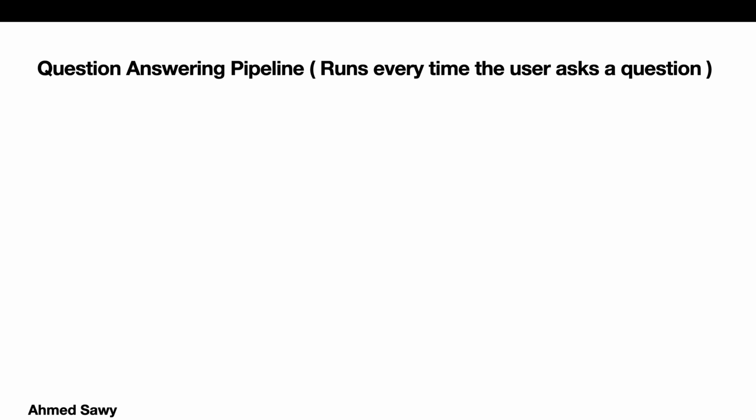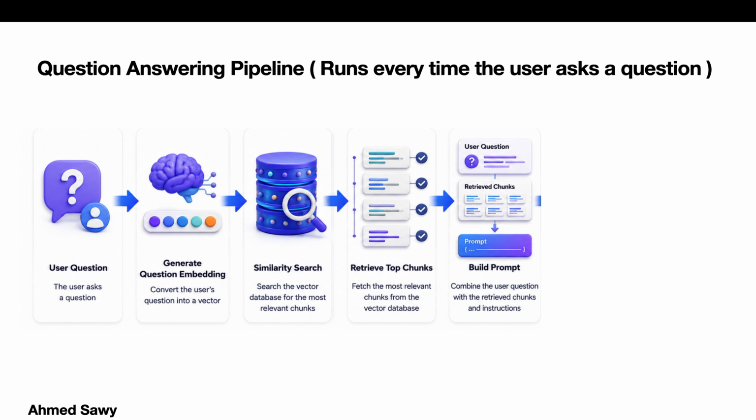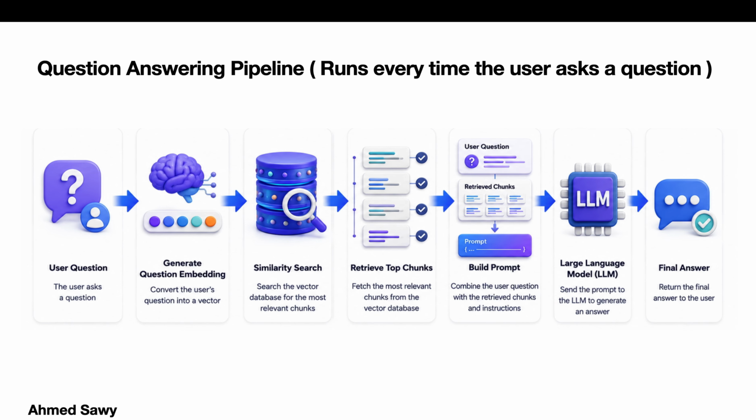So now those were our steps. The user has a question, generate an embedding for that question, do some searching to get the top relevant chunks that may contain the answers, then build the prompt using that question and those pieces of data called chunks, send them to the LLM, and it returns to us the answer.